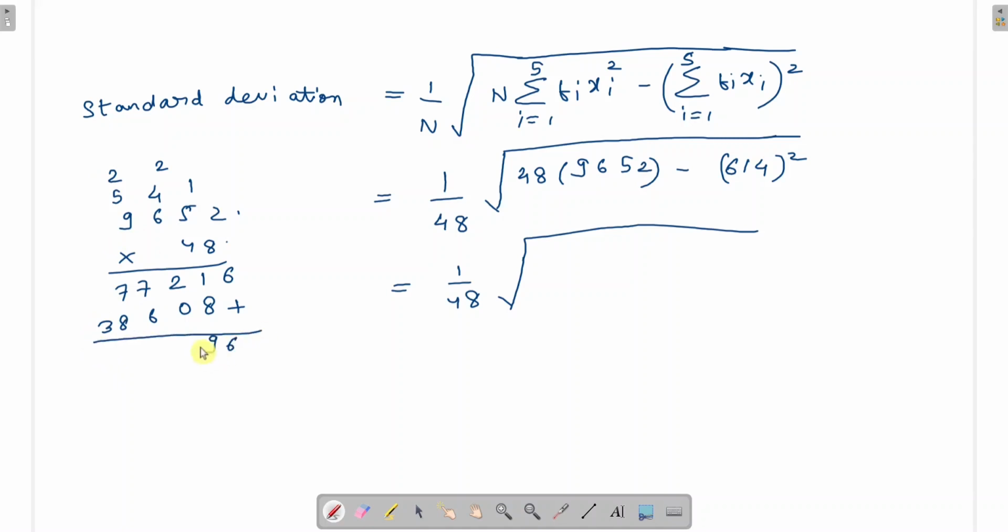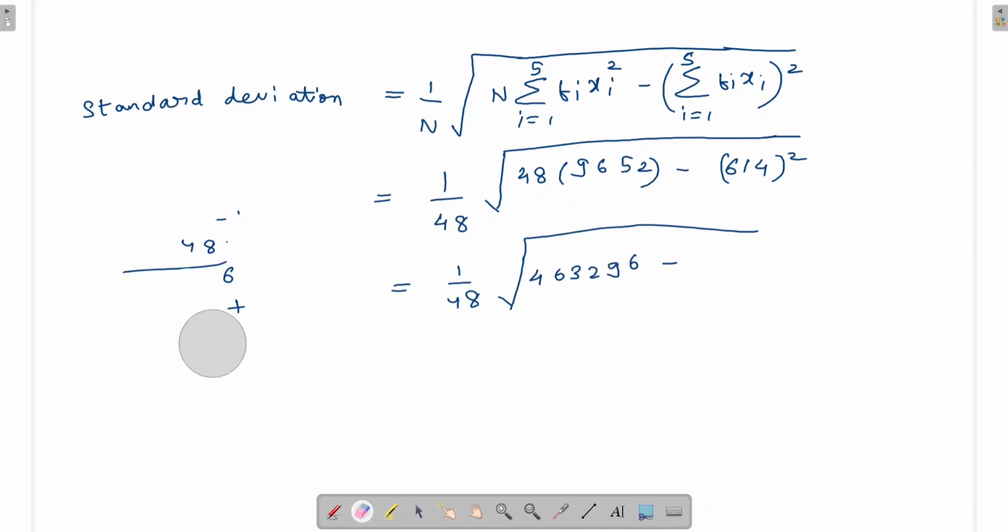So 6, 9, 2, 13. 7 plus 7. So 1 plus 7 is 8. 8 plus 8 is 16 and 4. Okay. So 4, 6, 3, 2, 9, 6 minus, we will calculate 614 square, right.